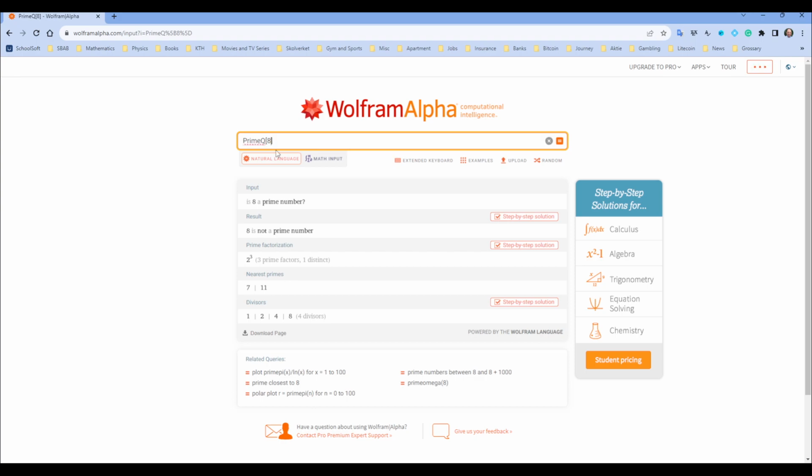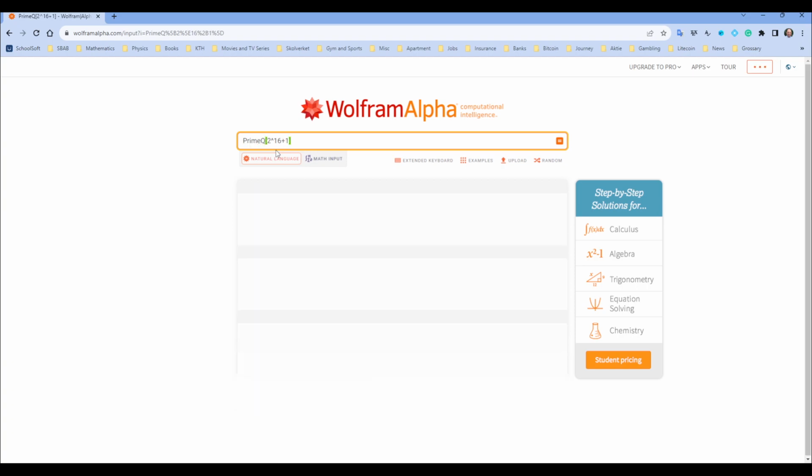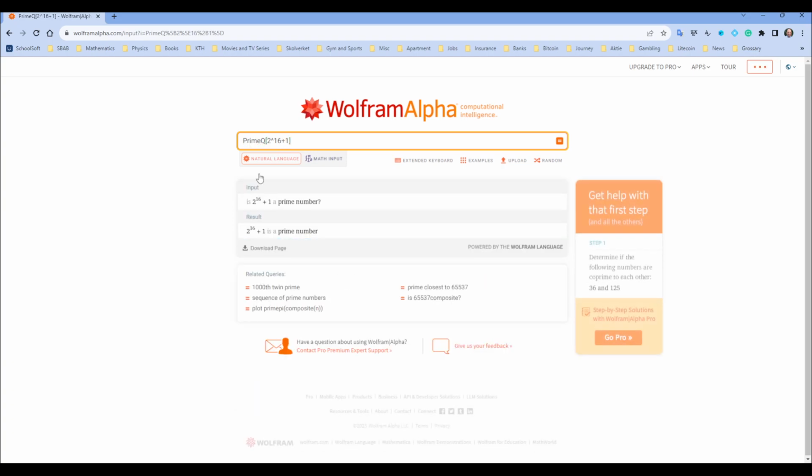For example, let me calculate that number. It is 2 to the power of 16, which we know it is, plus 1. And then let me ask if this is a prime number. It is asking, is this number a prime? The answer is yes, it is a prime number.